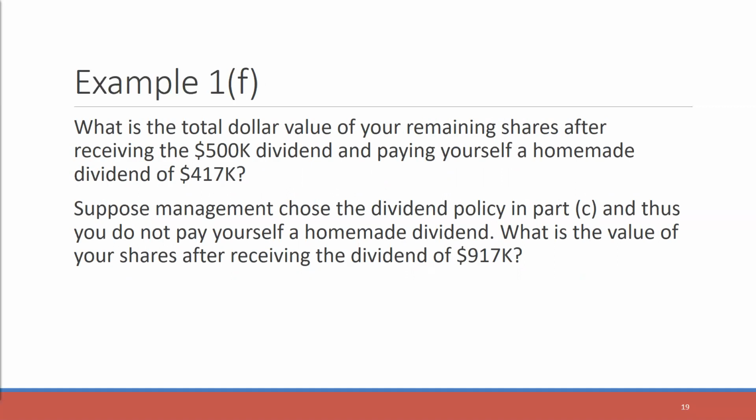So in order to remember, originally we were holding 100,000 shares. Now we've sold off 8,340 shares. So the new total number of shares that we have has been reduced by slightly over 8,000. We now only have 91,660 shares. Those 91,660 shares are currently valued at $50 per share. So the value of our shares after receiving our 500K dividend and paying ourselves the homemade dividend of 417K is going to be 4,583,000.